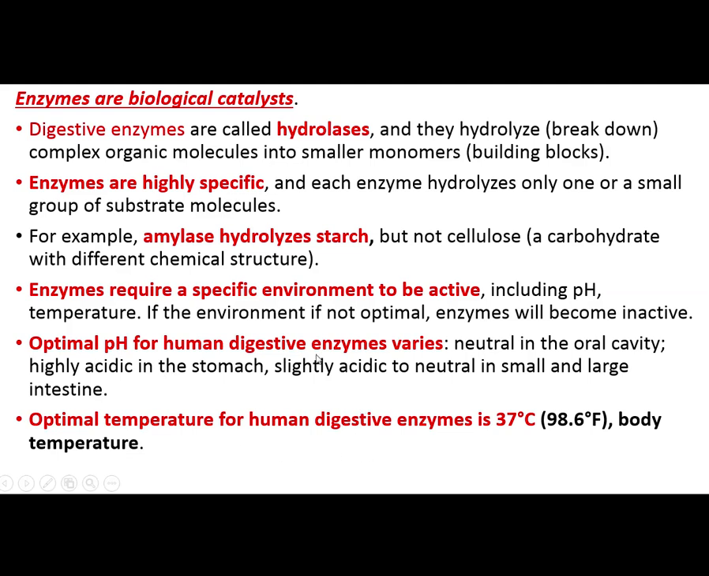But the pH in different areas of the gastrointestinal tract will be different. And so, for example, in oral cavity, it will be neutral or around 7. But in the stomach, it could be highly acidic, around 2. Whereas in the small and large intestine, the pH will be almost neutral, but slightly acidic, so maybe around 6 or 6.5.